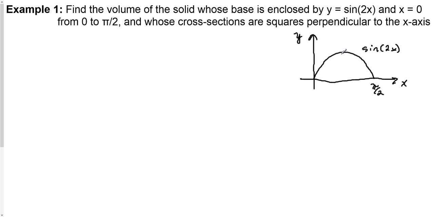And so it's enclosed by this line and, of course, this x-axis down at the bottom there. Okay, so this is the base of our solid here. And they give us some information about the cross sections. The cross sections are squares. So let's just come over here and draw a picture of our cross section. It is a square. Okay, and these squares are perpendicular to the x-axis.